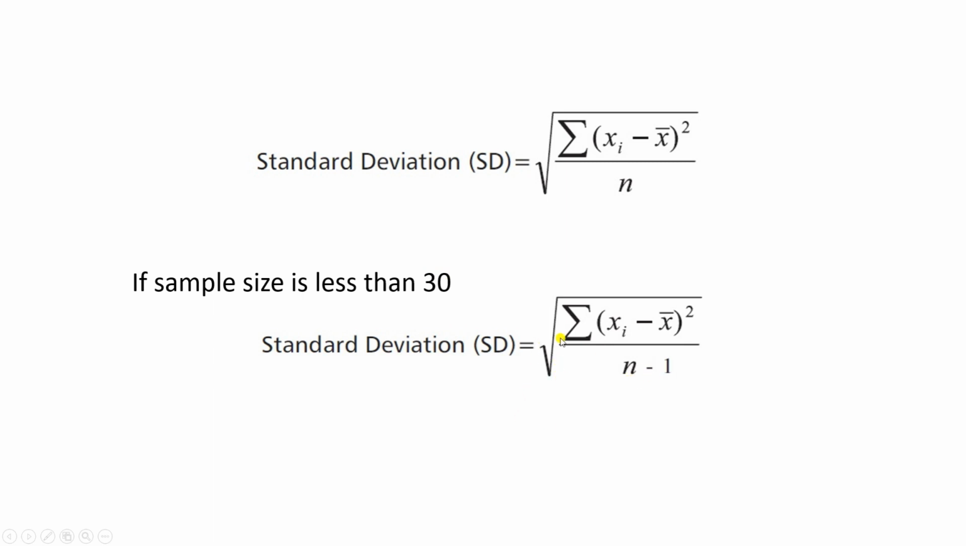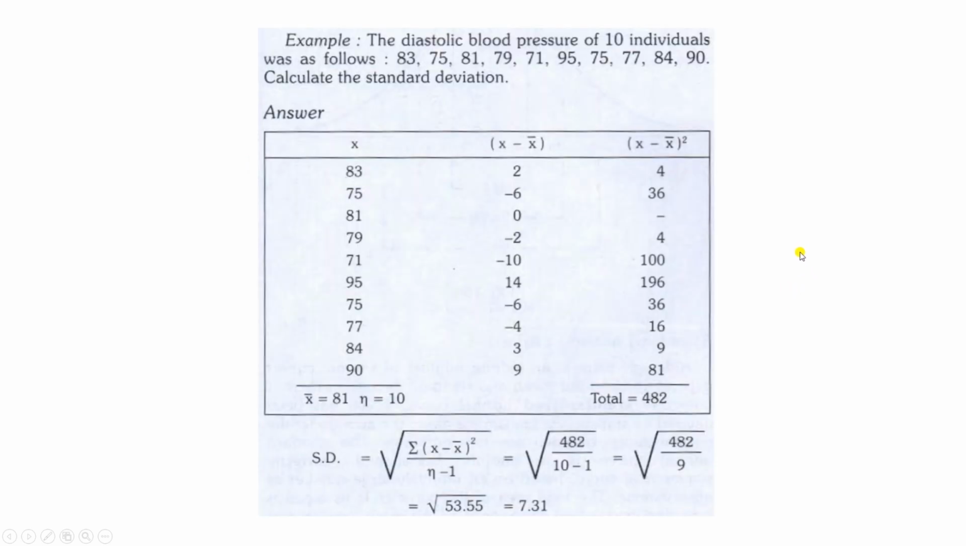Also, the whole thing is under square root. People make the mistake and make only the numerator under square root. It is not so. The whole thing is under square root, the numerator as well as the denominator. I will show you the example, so it will be easier for you to understand. Okay.